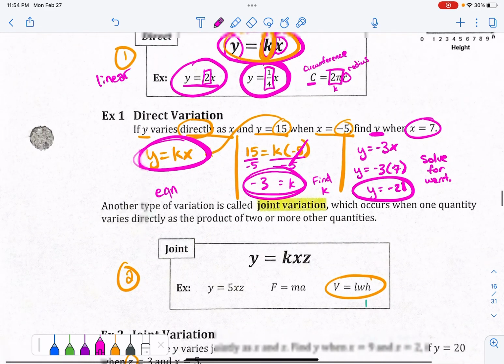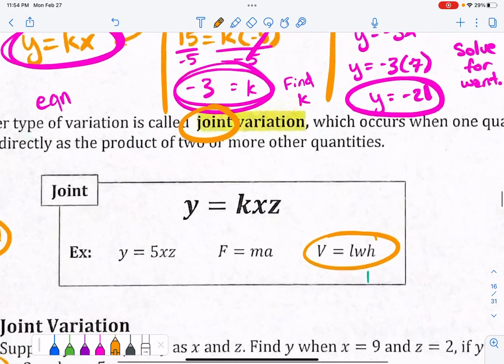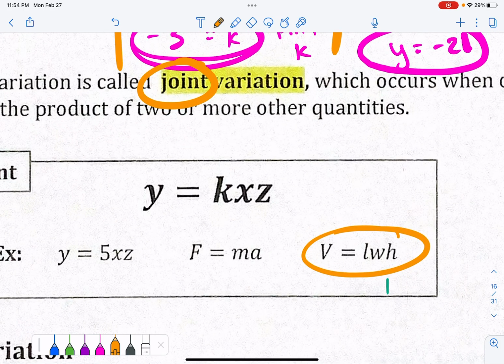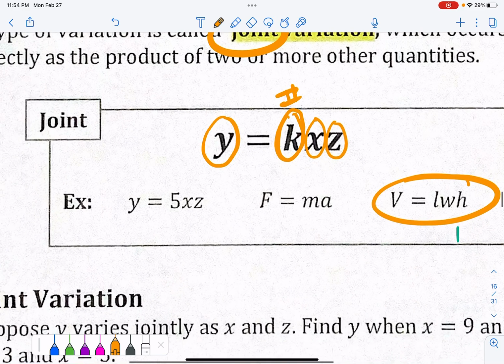Okay, so that was an example using direct variation, but it's going to be the same process for whichever variation we use. This next one is called joint variation. Joint variation is going to have 3 variables. So we have a y, and we have an x, and we have a z, and we still have that number k that's here. K is that constant of variation. It's just going to be a number. So here is an example of y equals 5xz, or force equals mass times acceleration, where your constant there is 1 in that case.